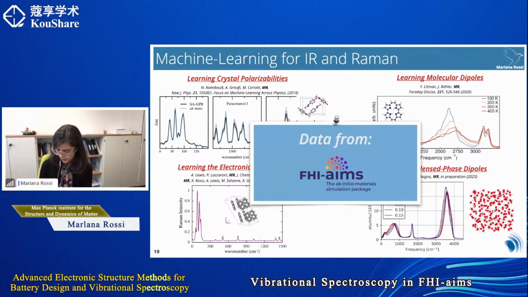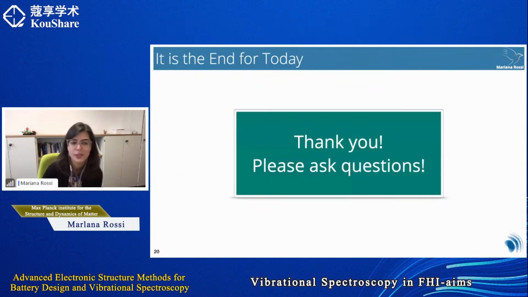So even in the machine learning era, the accuracy, in fact, of FHI Ames has always brought me a lot of joy, because then the machine learning methods can really learn without problems. Also for these cross-sections, so the polarizability, the dipole that you need to calculate this type of vibrational spectroscopy. And that's it. So thank you very much, and please ask questions.